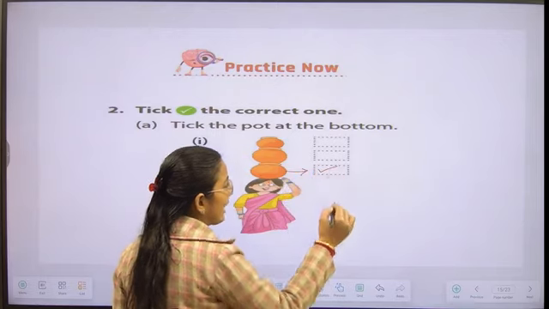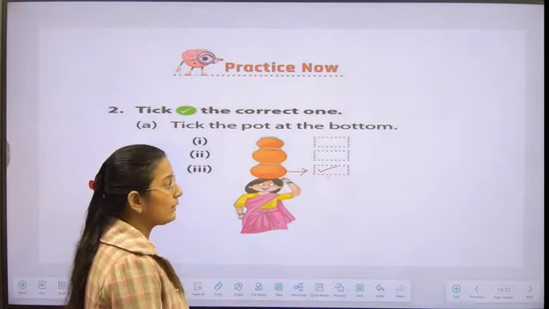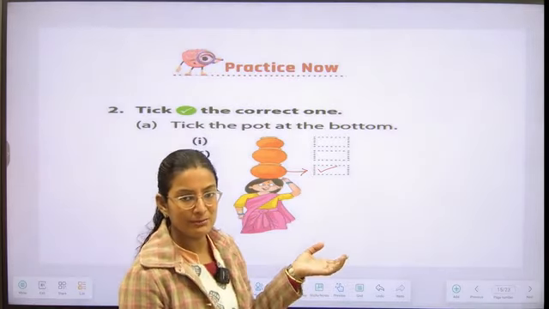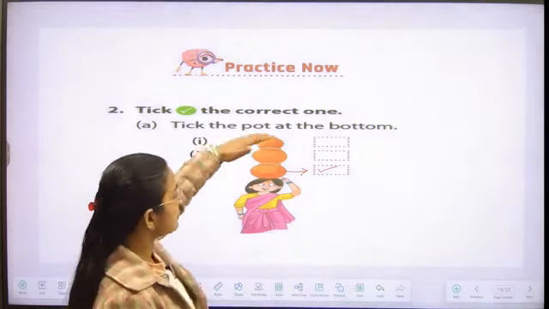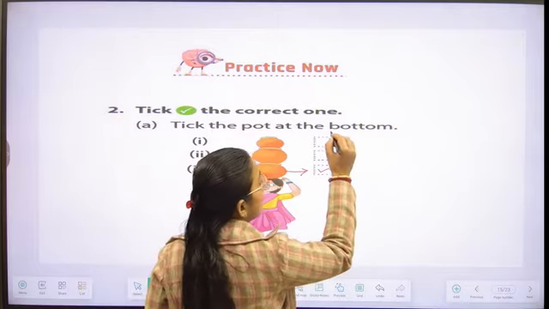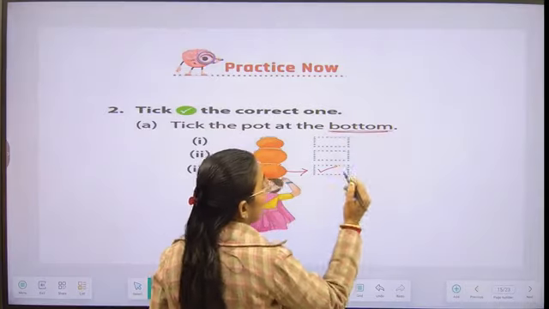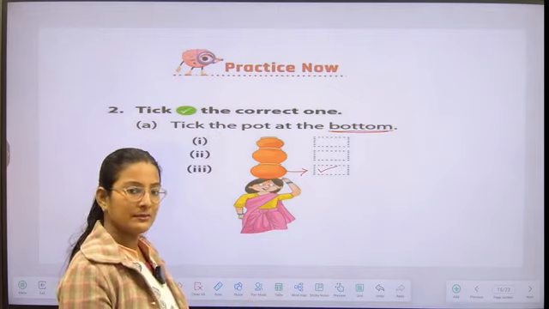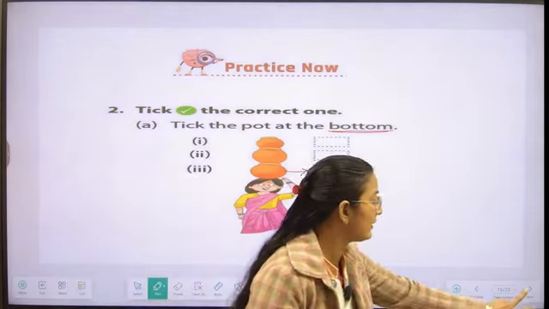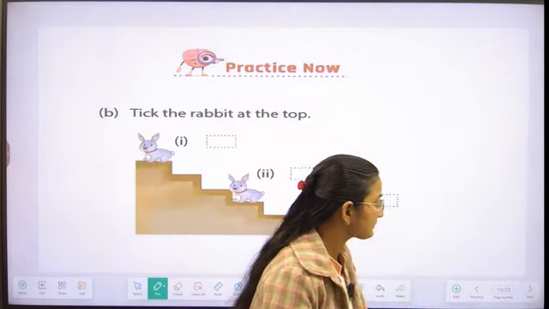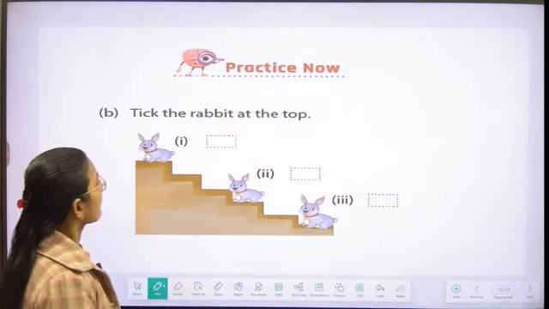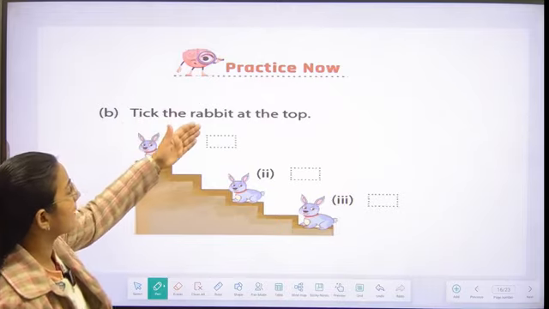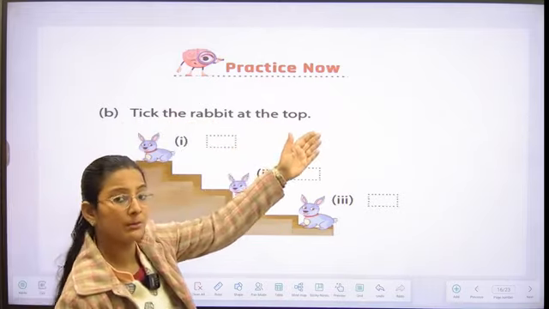Very good. So what we have to do? We have to tick this pot. हमें क्या करना है इस क्वेश्चन में? जो pot सबसे नीचे रखा हुआ है, the pot which is at the bottom, we have to tick that pot. Everyone did? Very good. Move to our next exercise. What we have to do? We have to tick the rabbit at the top.